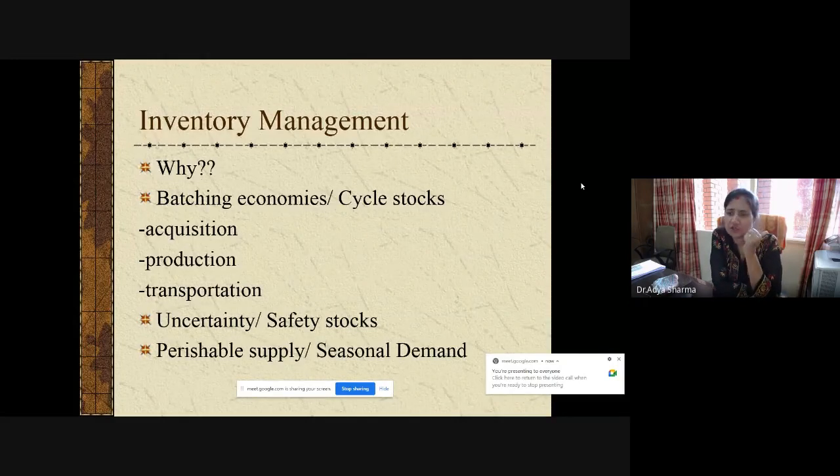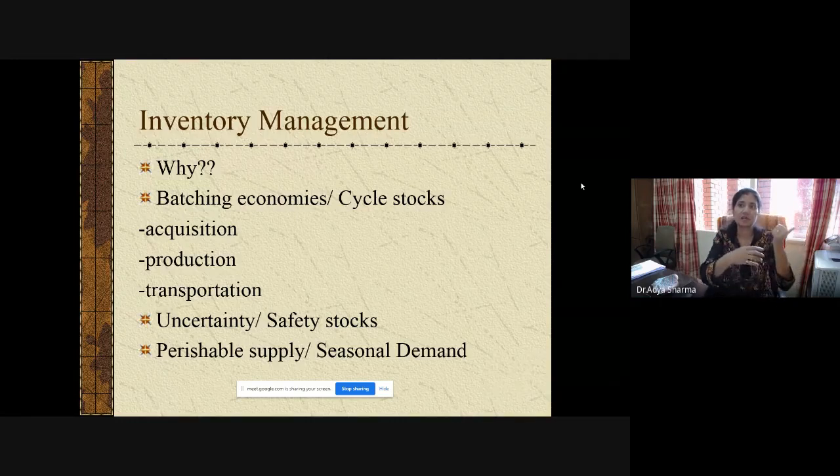The first question: why do we need inventory? Well, we need inventory because of acquisition, production, and transportation. Now, what does it mean? It means that when you are sourcing raw materials, if we source a bigger quantity, it's cheaper as compared to sourcing a small quantity.